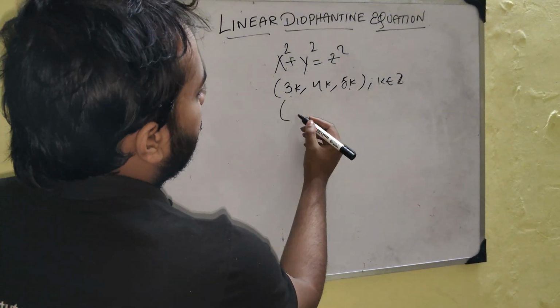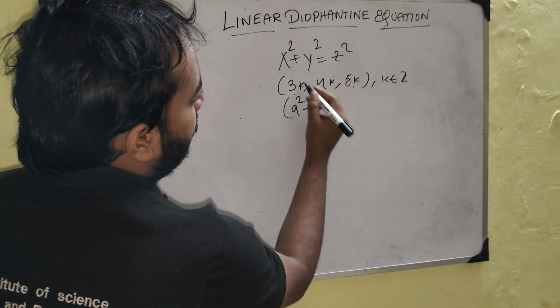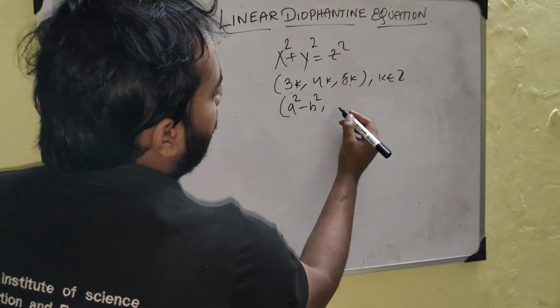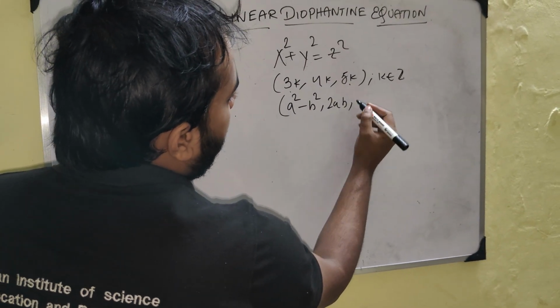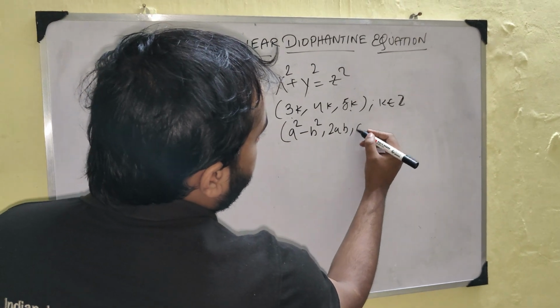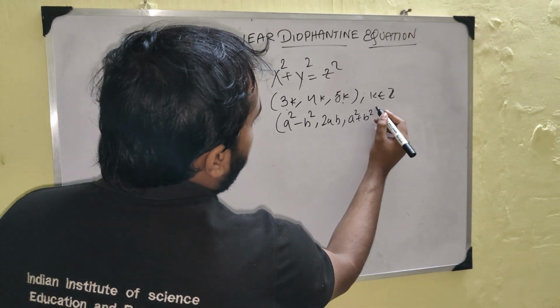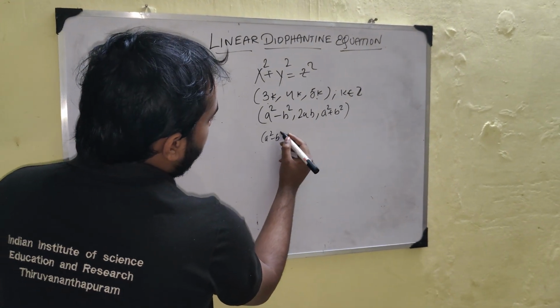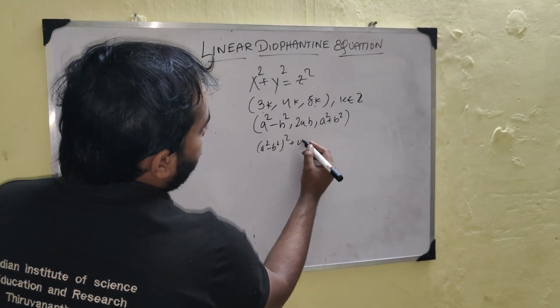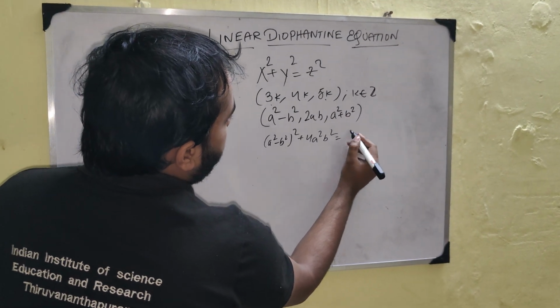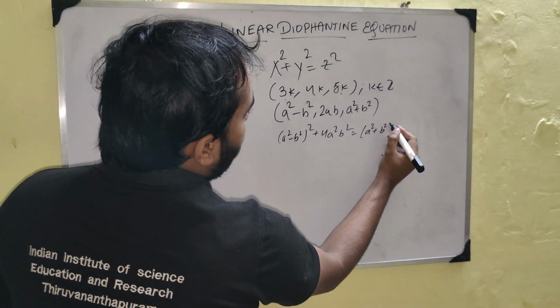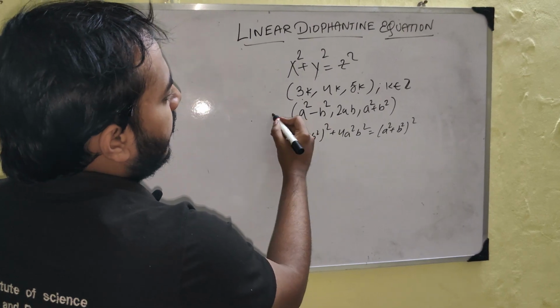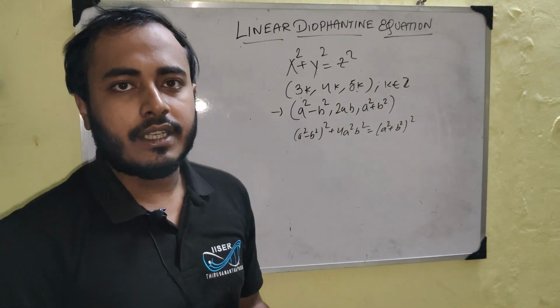There is also a simple generalization. If you put x as a square minus b square, y as 2ab, and z as a square plus b square, I think that also holds. This gives you (a square minus b square) whole square plus 4a square b square, which is simply equal to (a square plus b square) whole square, right? So this is again a general solution to this equation.